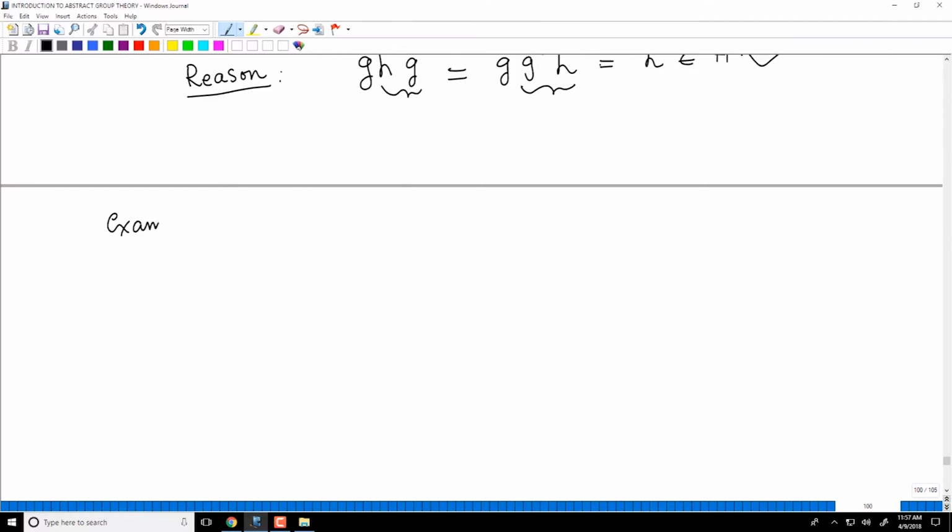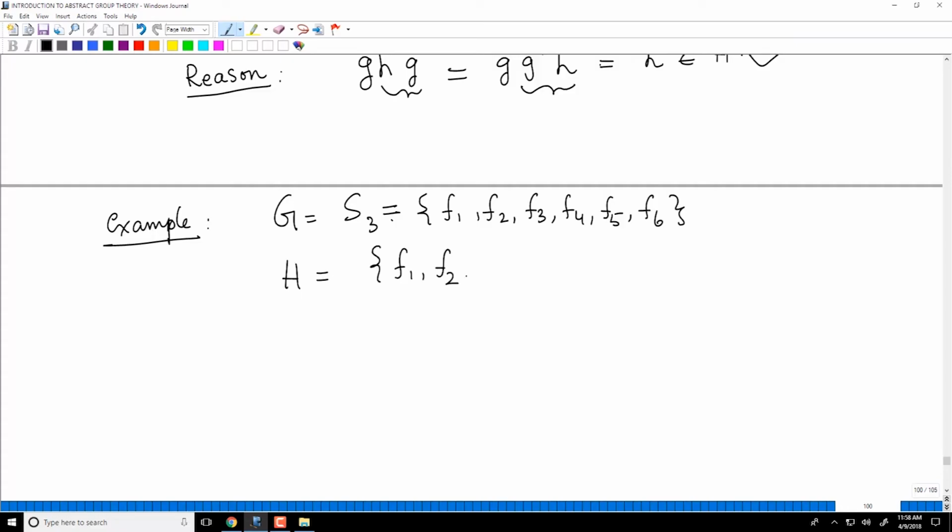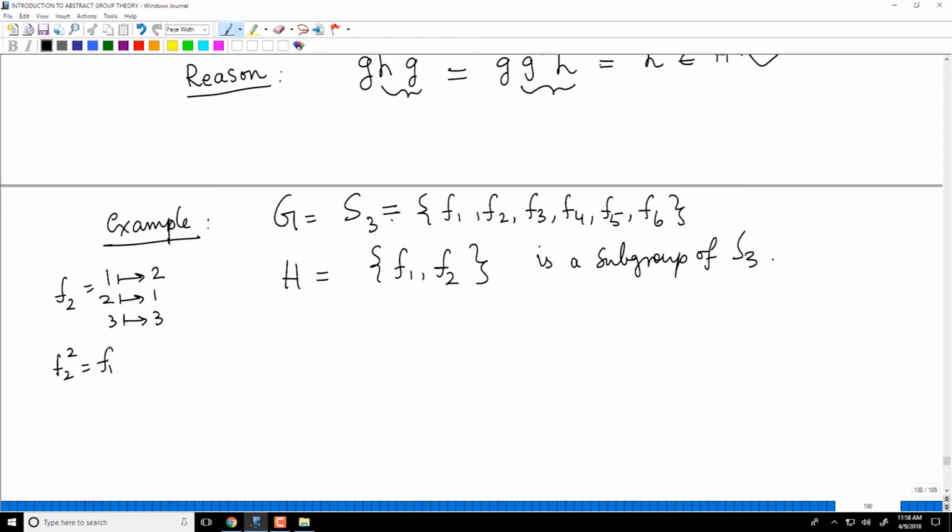On the other hand, if you have a non-abelian group, you can have subgroups which are not normal. So for example, take G to be S3. Again, S3, remember, is the set of bijections from a 3-element set to itself, and in my notation these are F1, F2, F3, F4, F5, F6. If you take the subgroup H to be {F1, F2}, I will let you check this, H is a subgroup of S3 because F1 is the identity element and F2 squared is F1. Let me remind you what F2 is. F2 is the function which sends 1 to 2, 2 to 1 and 3 to 3. So F2 squared is F1, the identity function. So it is a subgroup.